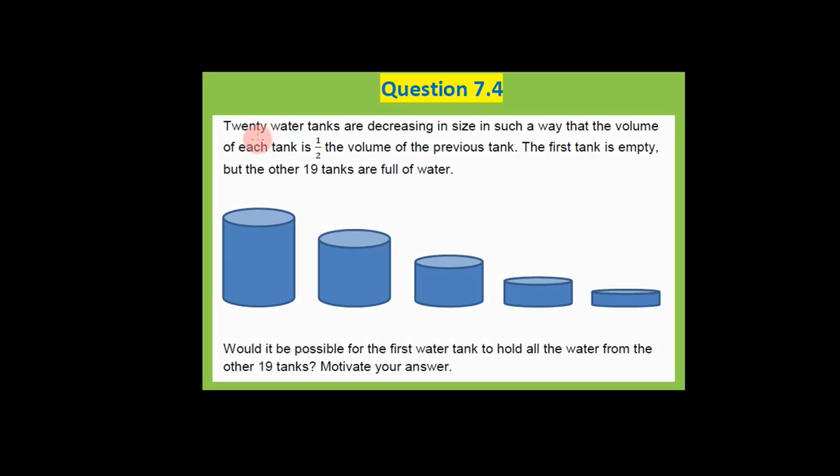So in this question it says, 20 water tanks are decreasing in size in such a way that the volume of each tank is a half the volume of the previous tank. The first tank is empty, but the other 19 tanks are full of water. Would it be possible for the first water tank to hold all the water from the other 19 tanks? Motivate your answer. We can start by letting the volume of the first tank or cylinder be V.